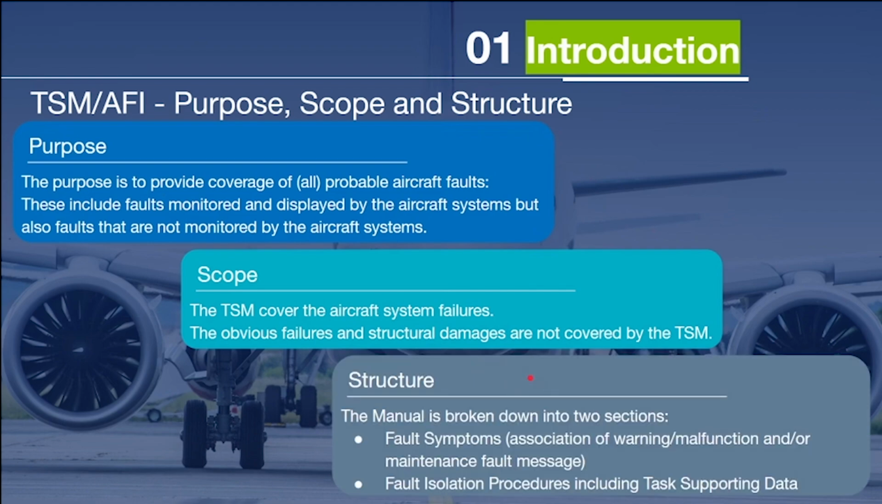The manual is broken into two sections. So we have the fault symptoms part, which is an association of a warning or malfunction with or without a maintenance fault message. In general, one fault symptom leads to one troubleshooting task. And then we have the fault isolation procedure, including the task supporting data.